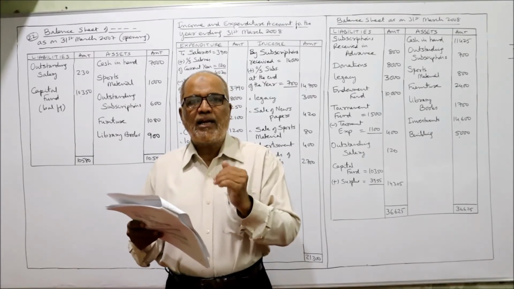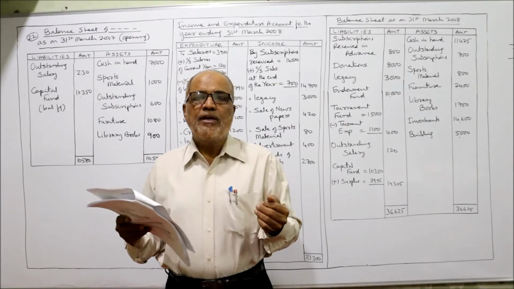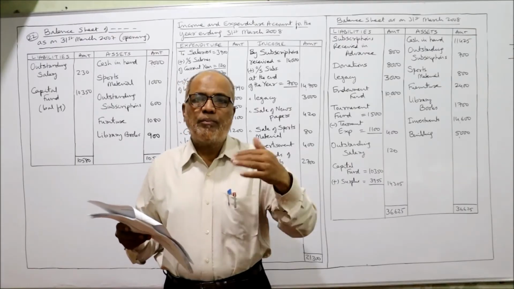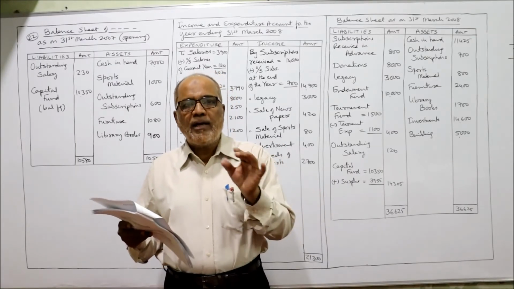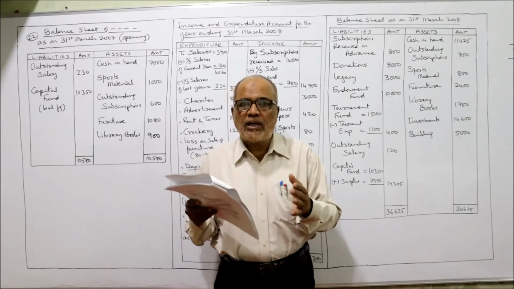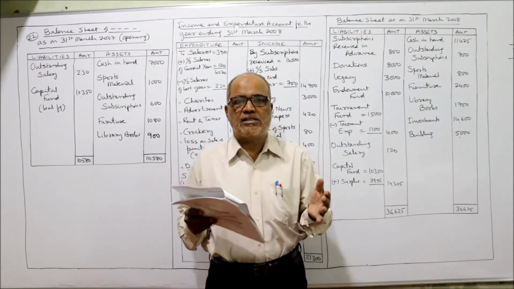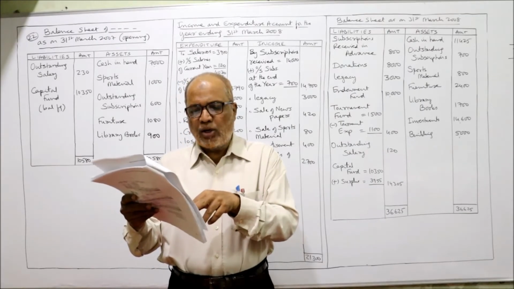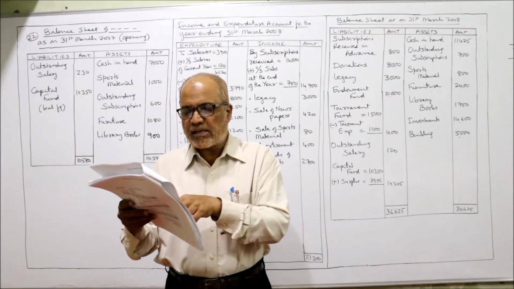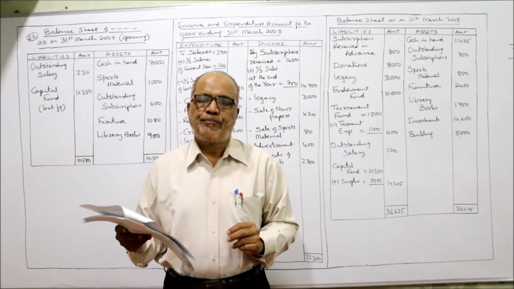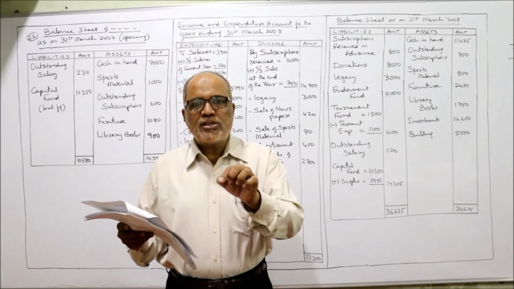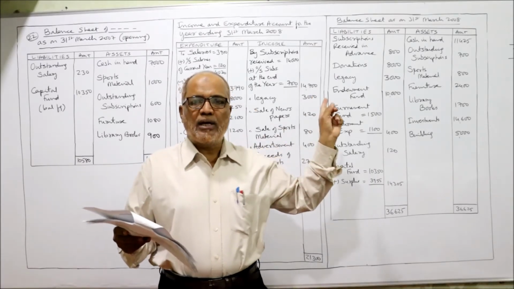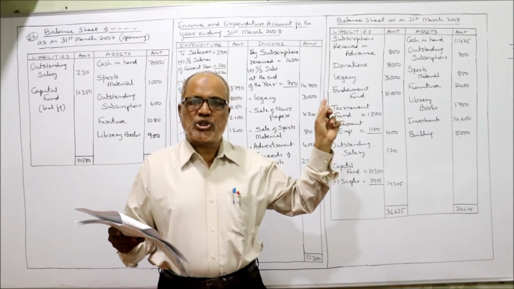So we have to see how this donation and legacy are to be treated. Sometimes it may be treated as current income, revenue income. Sometimes it will be capitalized. Normally the problem will state how to treat the donations and legacies. In this problem, the last line says donation and half of the legacies are to be treated as capital income. Donations you have to capitalize. It's a capitalized income, so take the donations to the liability side of the balance sheet.